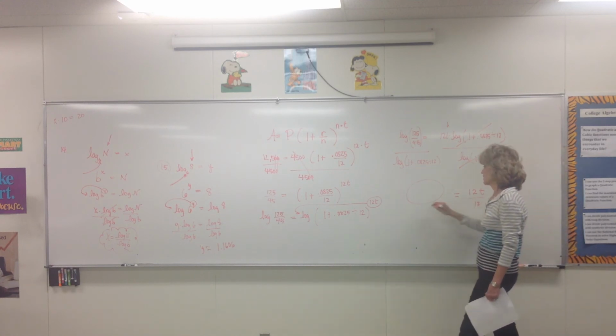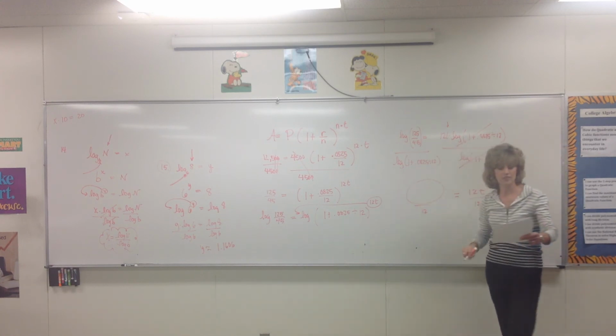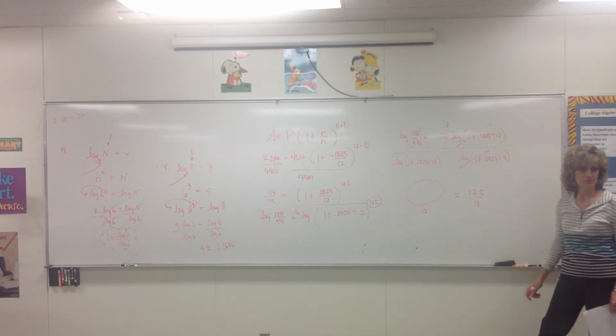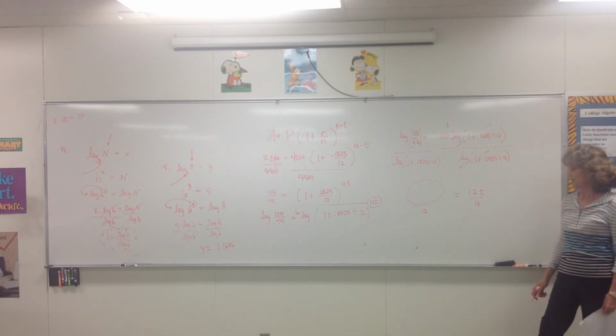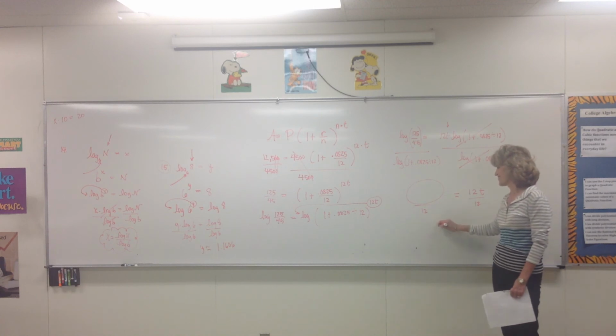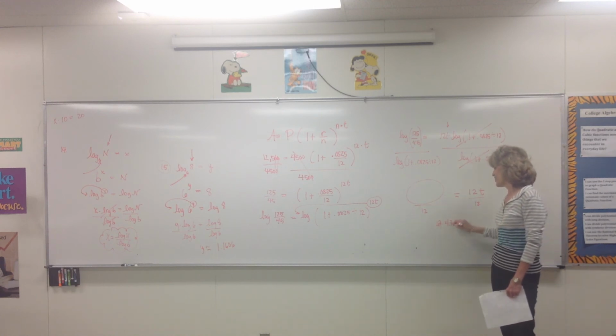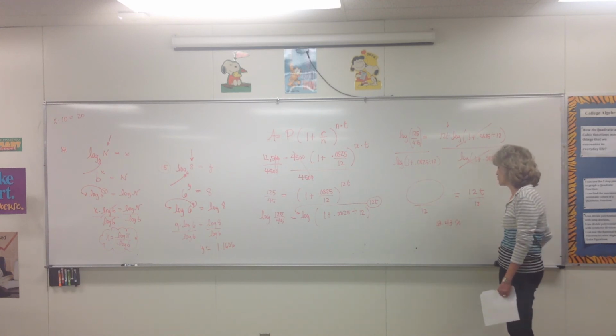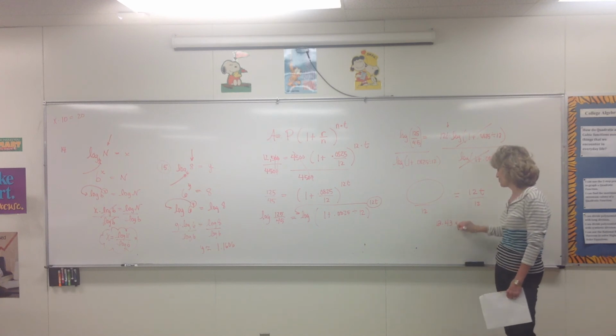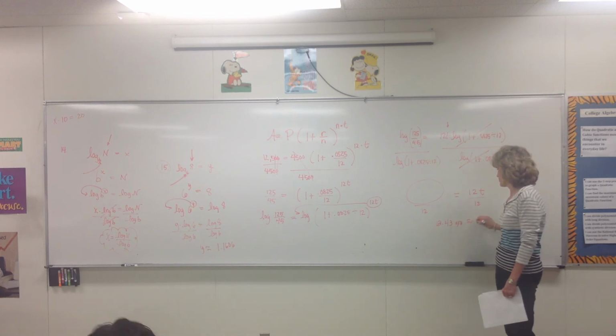When you divide both sides by 12, what did you end up with for time? I got 12.4262. Bingo. So if I round, your time is 12.43 years. Bingo. Yes.